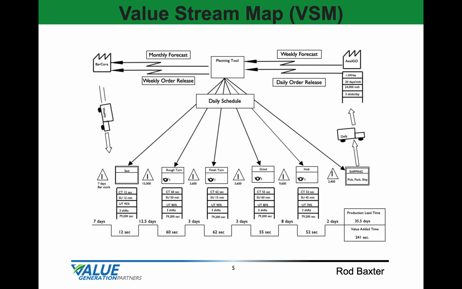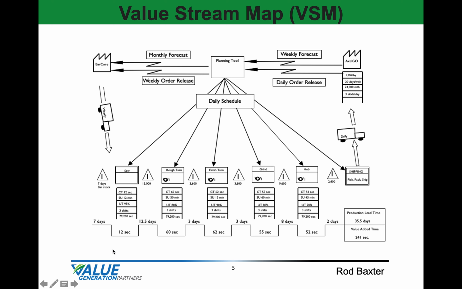The final one that we'll look at is a manufacturing value stream map, and this is an example. Here we have all the process steps: the saw, the rough turn, the finish turn, the grind, and the hob. For each process step, we have the cycle time, setup time, the utilization rate, the number of shifts, the availability. We also have the customer and all the data that goes with the customer.